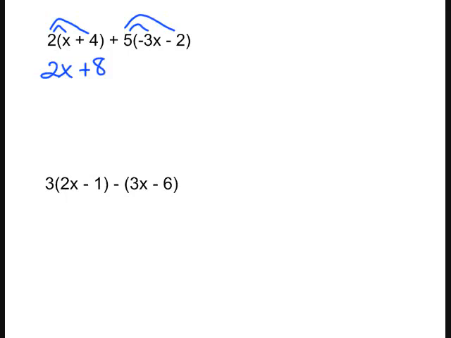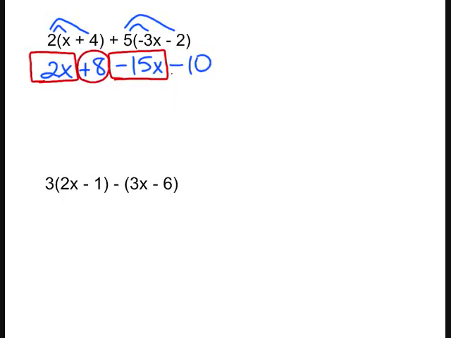5 times negative 3 gives me a negative 15x. Now I went ahead and put the negative down as a minus sign just to make it easier. And then 5 times negative 2 is a negative 10, which I put down as a minus 10. So now we can look to combine like terms. So my like terms would be 2x and minus 15x, and then also 8 and negative 10.